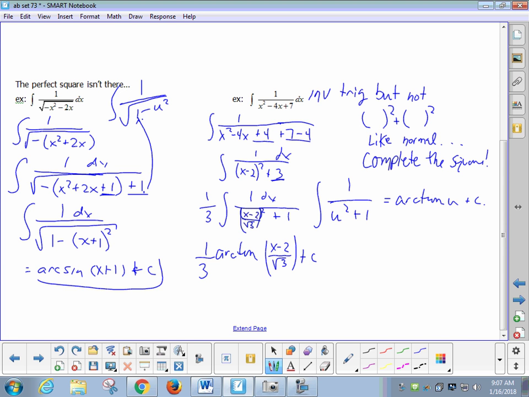Plus c. Okay, now you'll be happy to know that they don't really require a lot of this completing the square on the AP test, but it is definitely done at the college level, so I don't want you to be at a disadvantage. I want you to succeed.